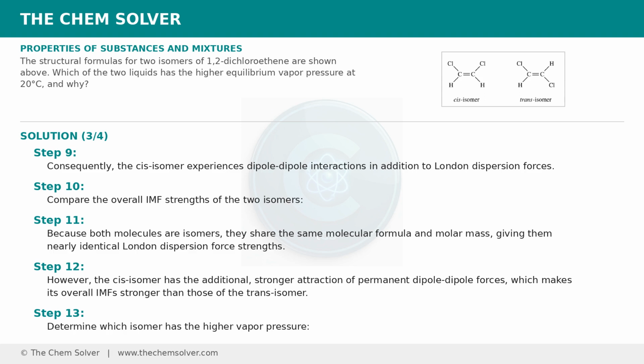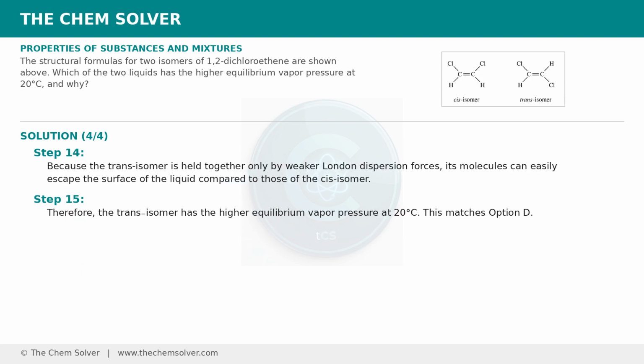Determine which isomer has the higher vapor pressure. Because the trans isomer is held together only by weaker London dispersion forces, its molecules can easily escape the surface of the liquid compared to those of the cis isomer. Therefore, the trans isomer has the higher equilibrium vapor pressure at 20 degrees Celsius. This matches option D.